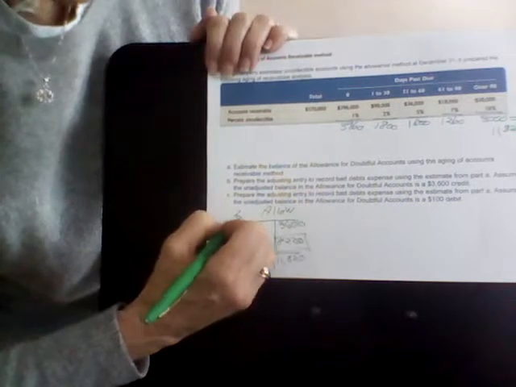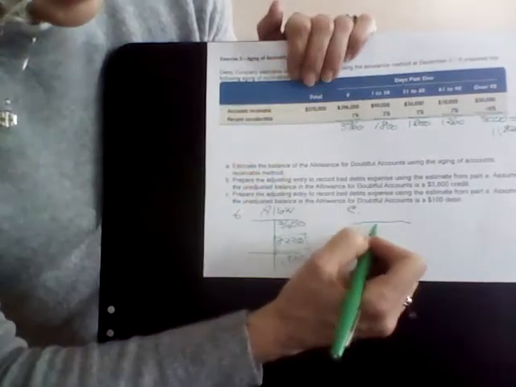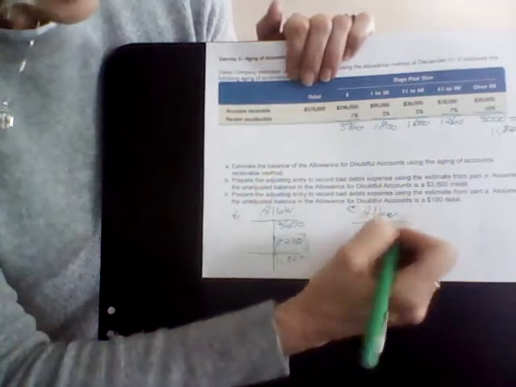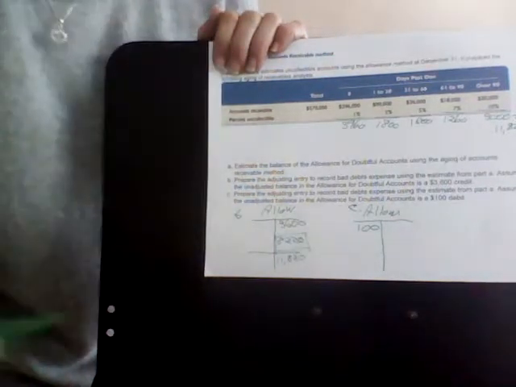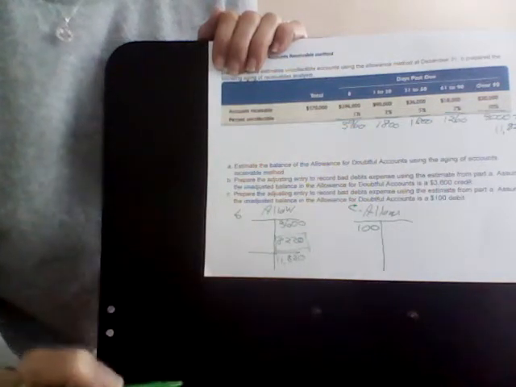So that's B. C says, what if we had a debit balance in the allowance account before we do this analysis? Now, how in the world could we have a debit balance in the allowance account? Well, what that means is that we actually wrote off more accounts over the course of the year than we had thought we would have to last year. So we ate up the allowance account by writing off more accounts all year long.